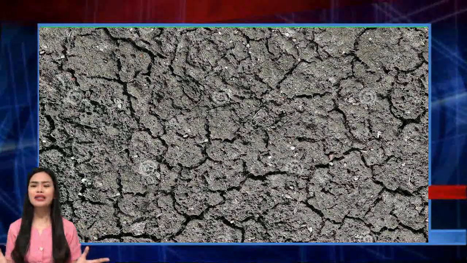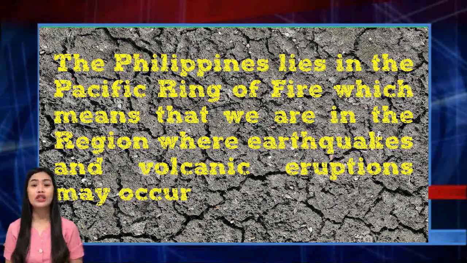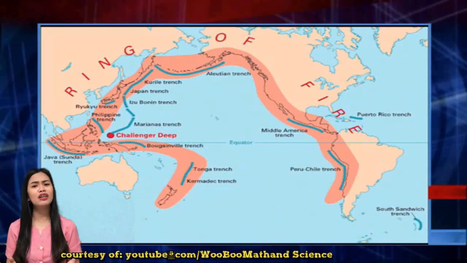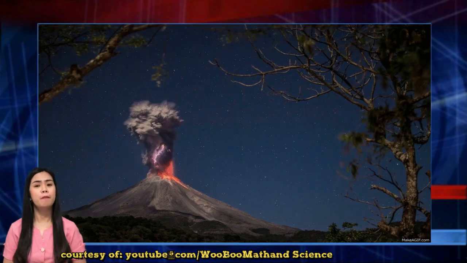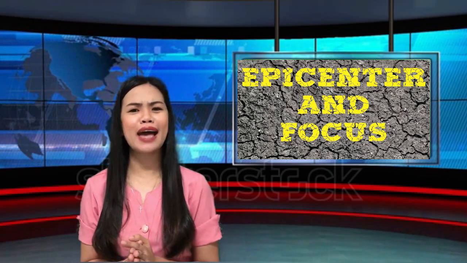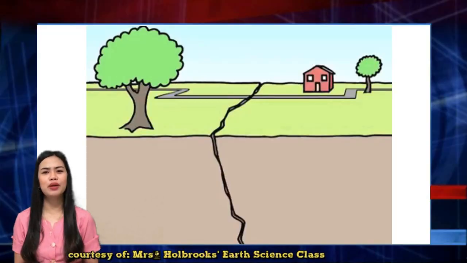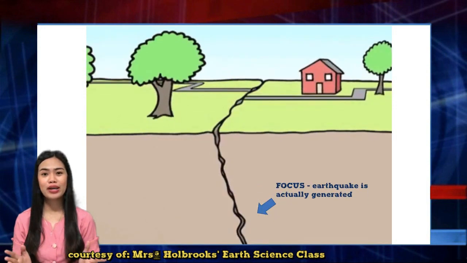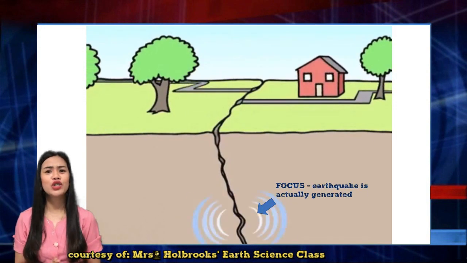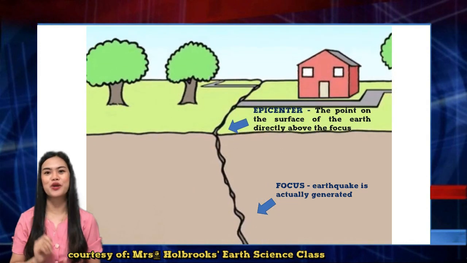The Philippines lies in the Pacific Ring of Fire, which means we are in the region where earthquake and volcanic eruptions may occur. The place where earthquake is actually generated and is often hundreds of feet below the surface is called the focus. And the point on the surface of the earth directly above the focus is called its epicenter.